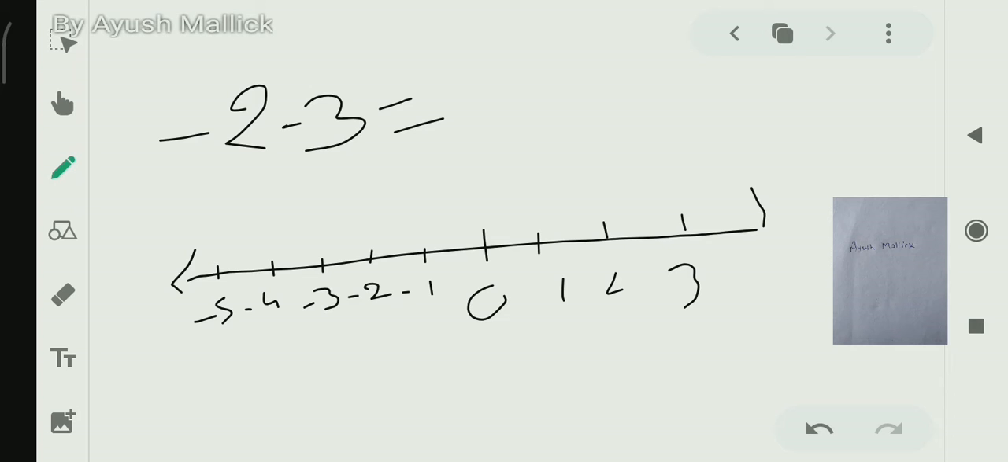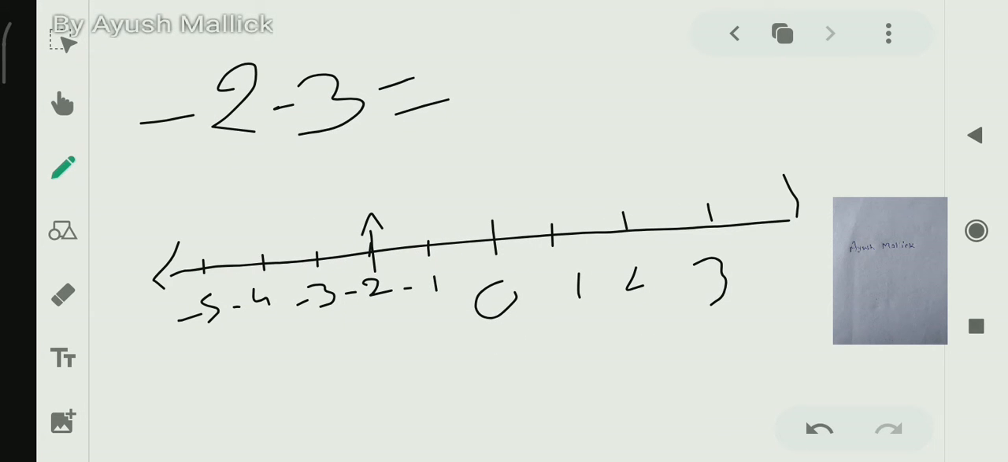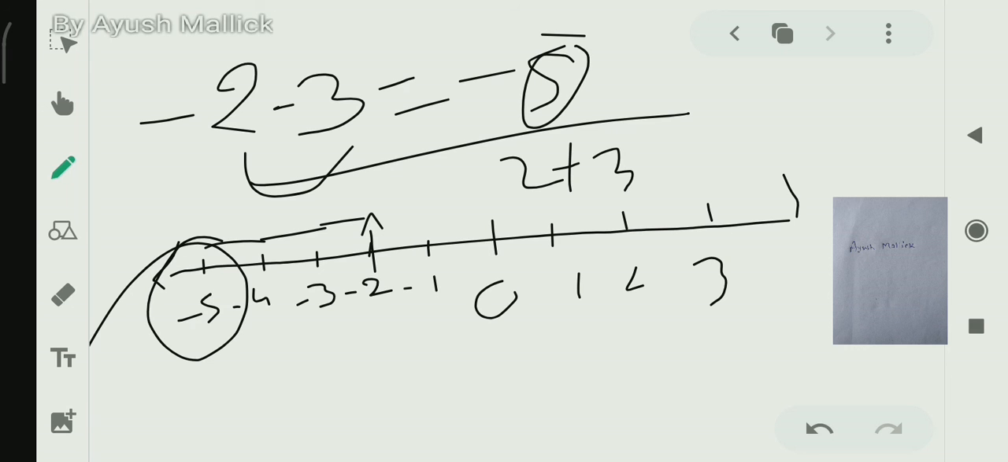Look here. I have to start from minus 2, and go left on the number line 3 spaces: 1, 2, and 3. I will reach minus 5. So our result is minus 5. One thing you should remember is that when we subtract a positive number from a negative number, or add two negative numbers, at the end we add the numbers, 2 plus 3 gives 5, and the sign is negative.